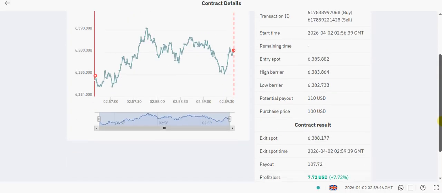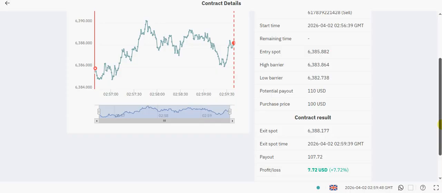This strategy is 100% guaranteed. We've been using it for a while, as stated earlier. Make sure the number is below 250 before you place your trade.